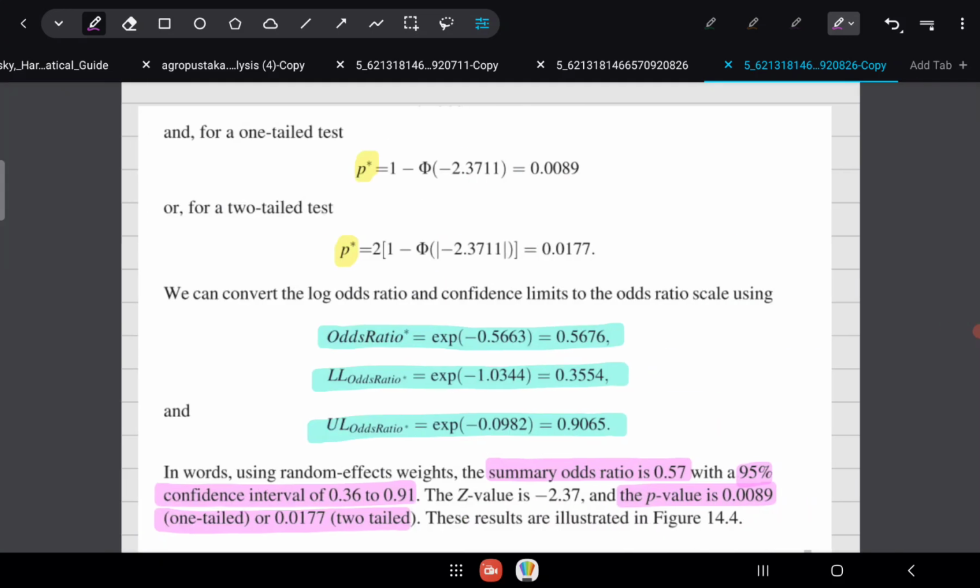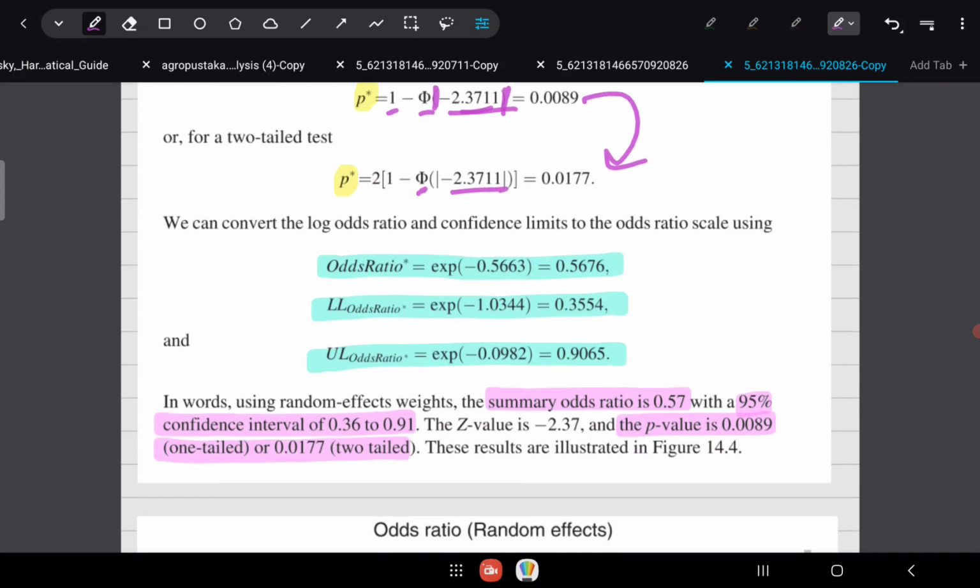Then you can calculate the p values. Again, p is 1 minus normal distribution of the z statistic. Okay, this will actually be converted like this. Okay, so this minus will go away. So you just need the normal distribution of 2.3711. Then the two-tail p value will be 1 minus the normal distribution function of again 2.3711. So you will notice that this p value will be double of this p value actually.